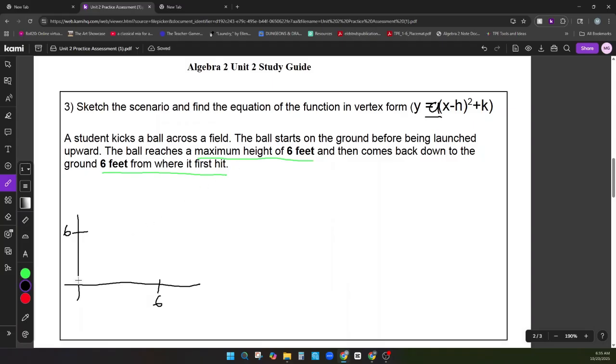And I know that the path it's going to take, just by picturing in my head, is that my ball is going to go up to a maximum of 6 feet and then come back down. They're not hard lines, so you don't want this V shape.